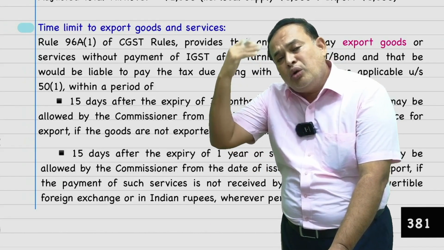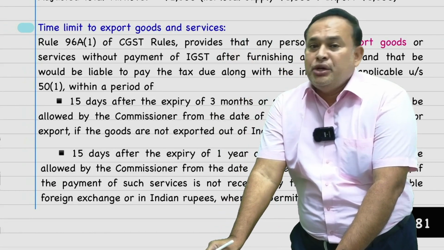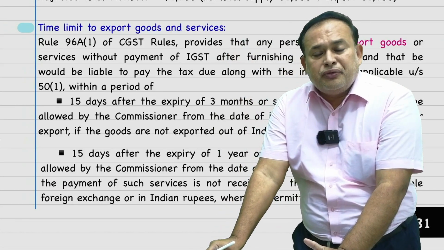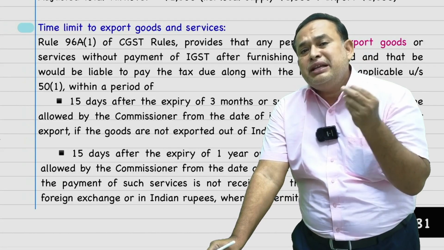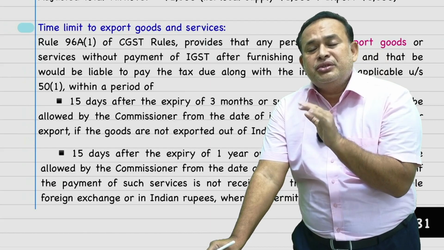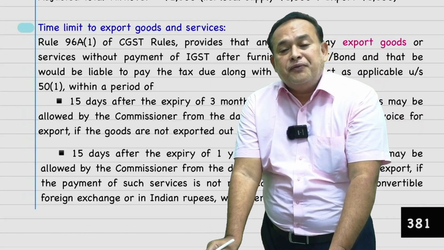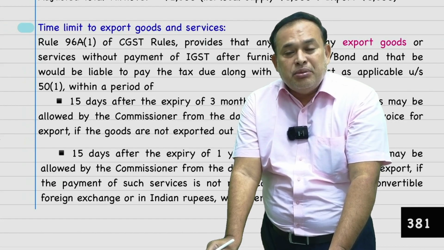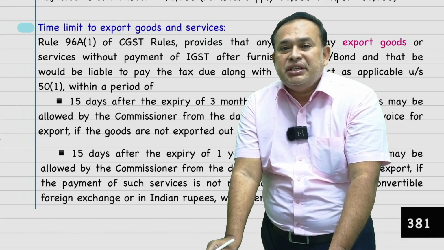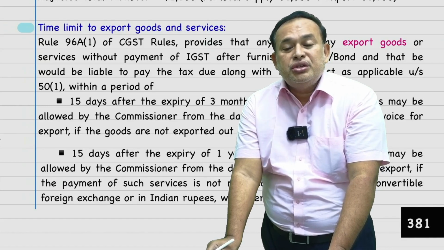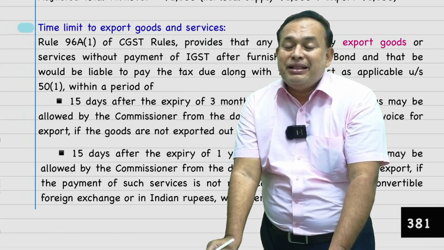Goods should go outside India, out of India, from India. If not, say you execute the LUT and clear the goods from your factory or your premises, place of business, but 3 months expired from the date of invoice. Still not exported. Then within 15 days after the expiry of 3 months from the date of invoice, you have to pay the GST on such goods along with interest from the due date till the date of payment.